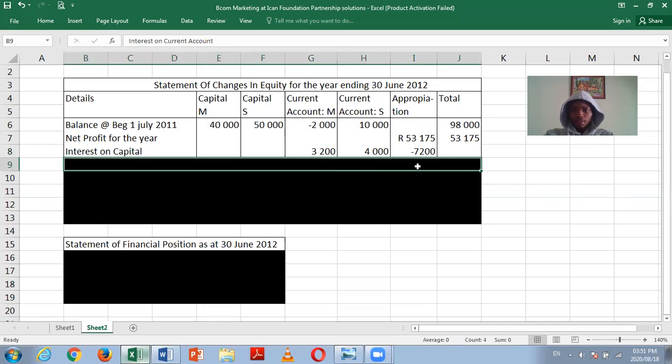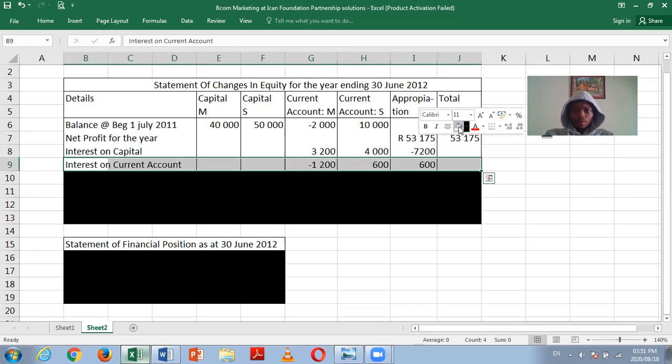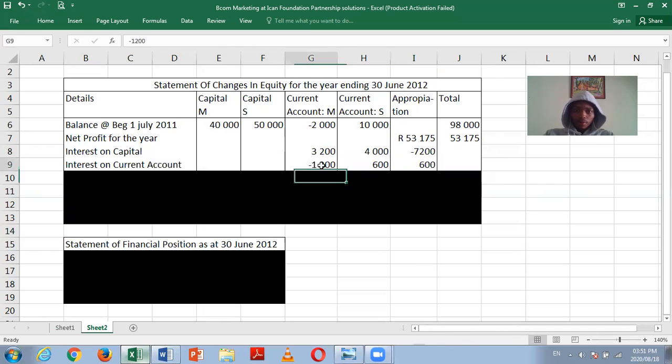We had interest on current account. So remember with interest on current account, the fact that you have a negative or unfavorable balance means it was charged to M. So the fact that it was charged means partner M is liable to pay that interest. But partner S had a favorable balance, so it means he received or earned that interest, right?